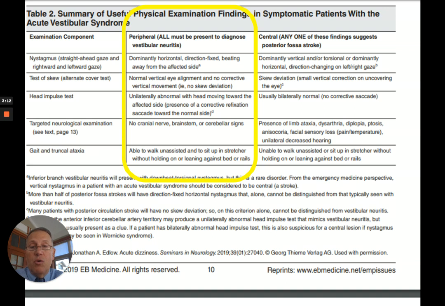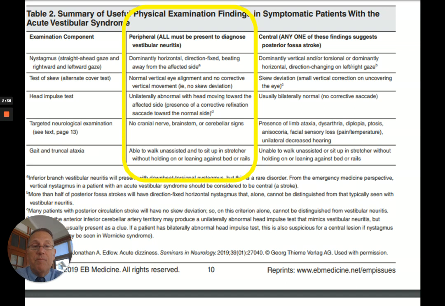Regarding test of skew, there's normal vertical eye alignment and no corrective vertical movement when you cover and uncover one eye. In other words, no skew deviation. The head impulse test will have one side that is abnormal. The eyes will move abnormally and come back to the center. This is called the correcting fixation saccade that suggests a unilateral abnormality to one of the vestibular systems. On neurological exam, there are no cranial nerve, brainstem, or cerebellar signs, and there is no evidence of ataxic gait or truncal ataxia.